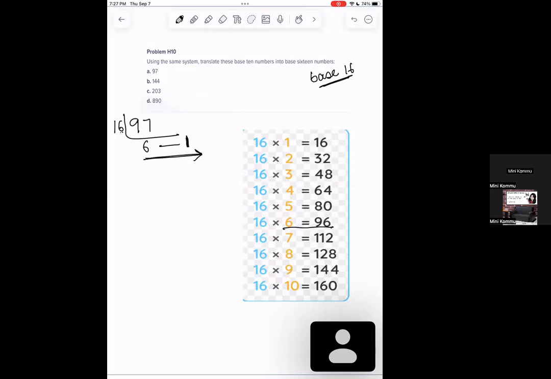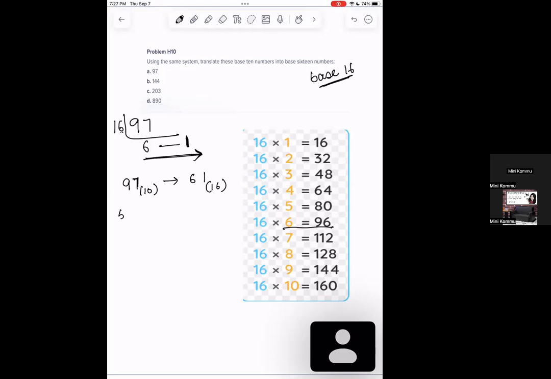and write it again from bottom to the top, just like the way we do for base 2 or base 3 or base 4 or 5 systems. All right. So now I have 97 in base 10 as what? 61 in base 16.